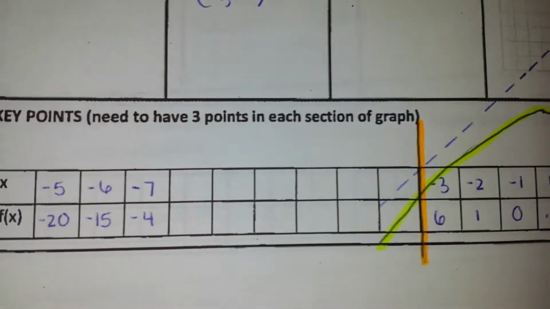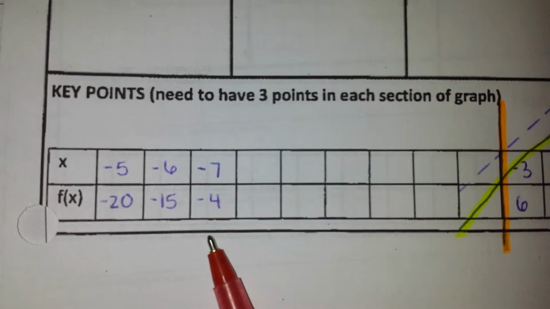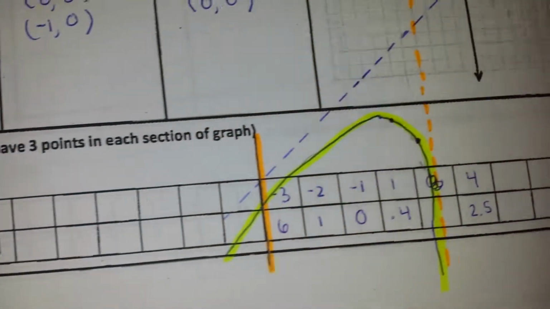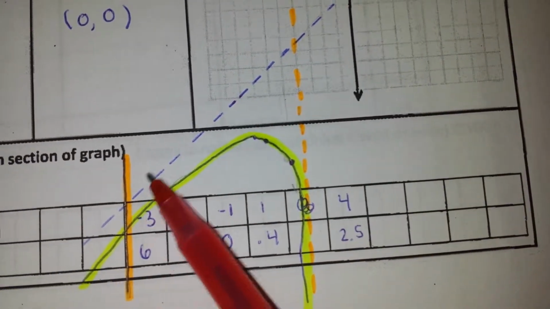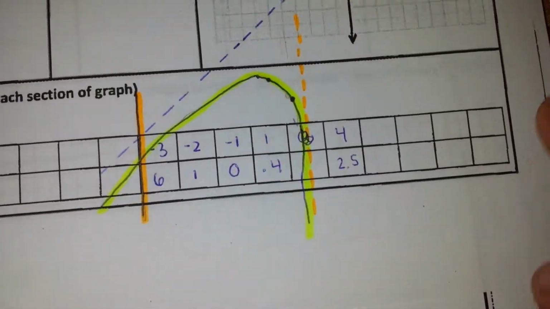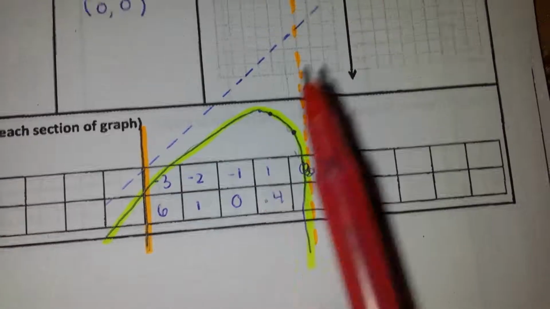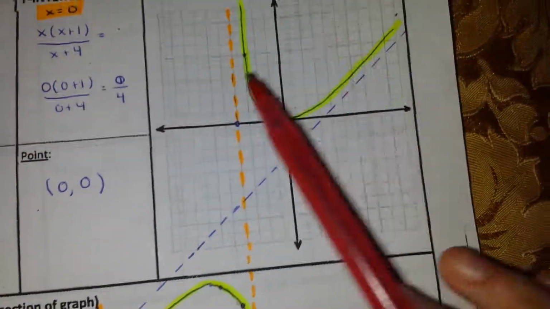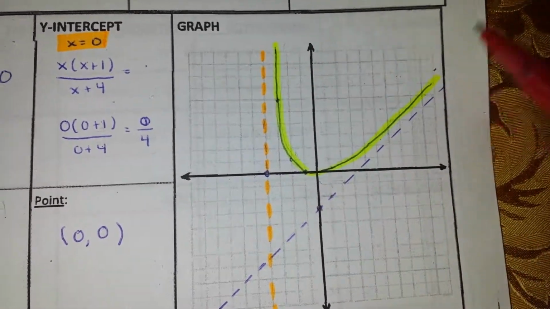Then I picked 3 random points, and they were pretty big numbers, so I had to make room over here, but it should look something like that. And then I picked other points on the right side of the vertical line, and my graph ended up looking something like that. So basically, that was me working out my problem.